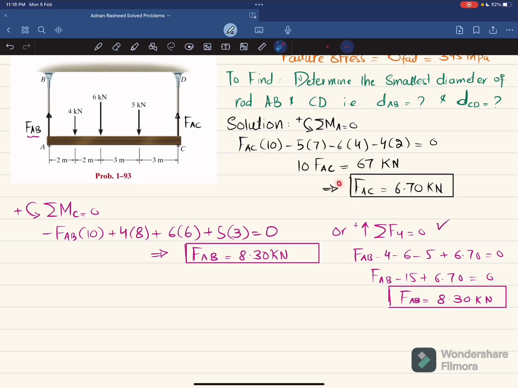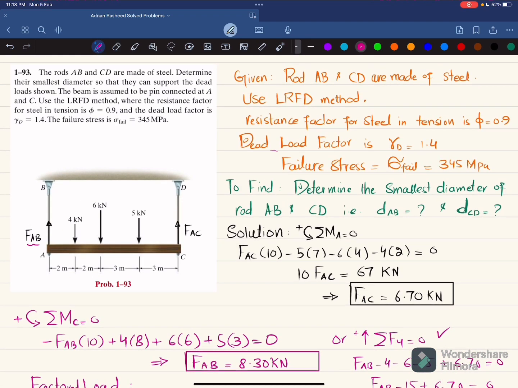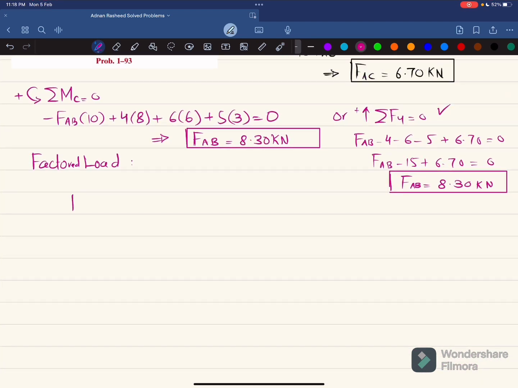Now we have FAB and FAC. We have been given factored load. So we will find factored load because you can see that we have been given dead load factor 1.4. So this load FAB will be increased by 1.4 times. So 1.4 multiplied by FAB, 8.30, will be equal to 11.62 kilonewton. And similarly, FAC will also be increased by 1.4 because the dead load factor is given. So we have to multiply it. So this will be equal to 9.38 kilonewton.